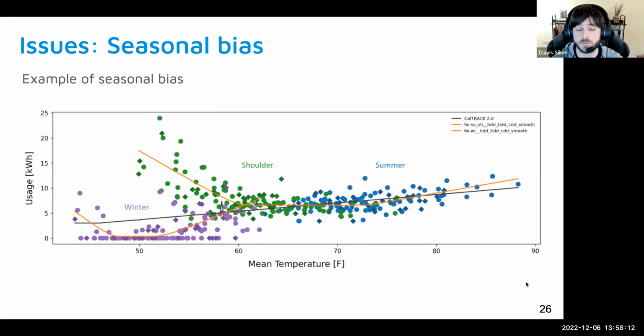Now, the same thing can be done for seasonal bias. This is a bit of an extreme example, one of the more bizarre meters that I've seen as far as seasonal bias goes. But what we see here is that basically winter acts entirely different from the shoulder and the summer. A lot of 0 data points, but there's also some pseudo cooling days and heating days.